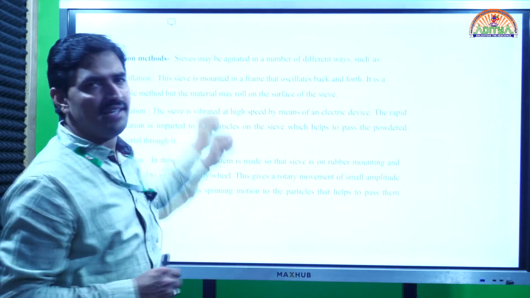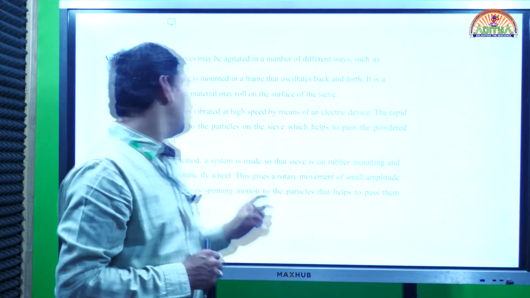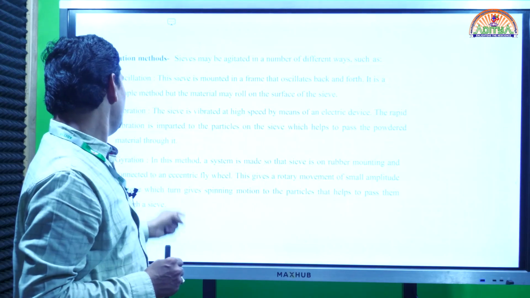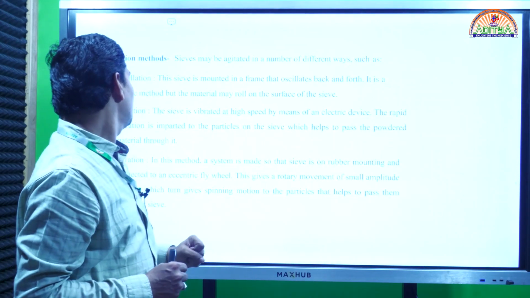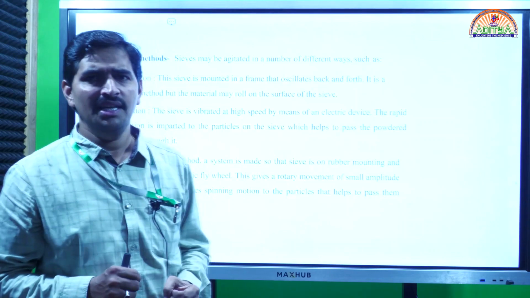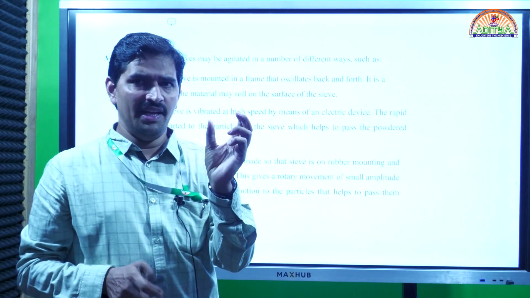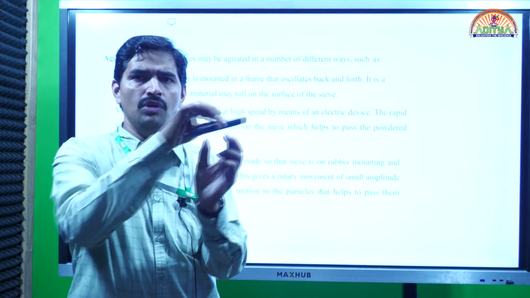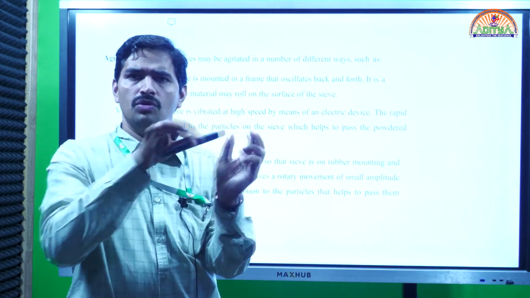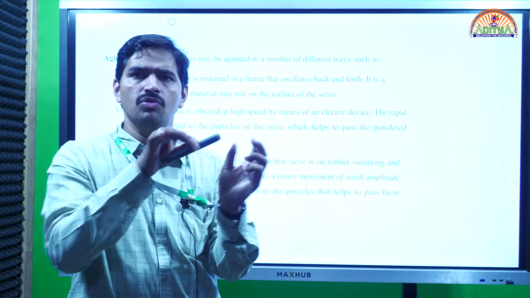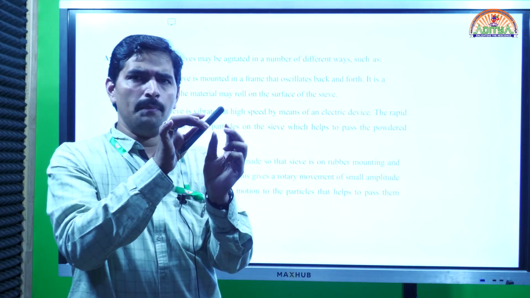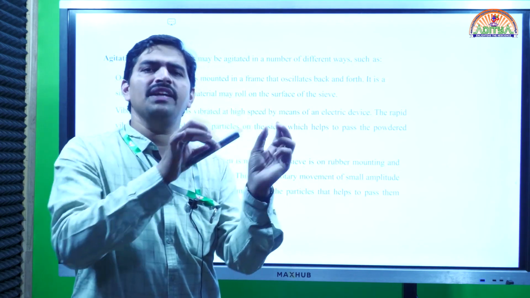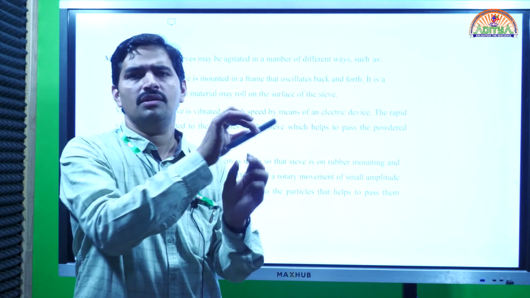So let us see the first one, the agitation method. In this agitation method, we use three kinds of techniques: oscillation, vibration, as well as gyration. Oscillation consists of a wheel on which we place a sieve, and we allow it to move through and through. We place the sieve in a slant position and allow it to move on that wheel. So it moves through and through.